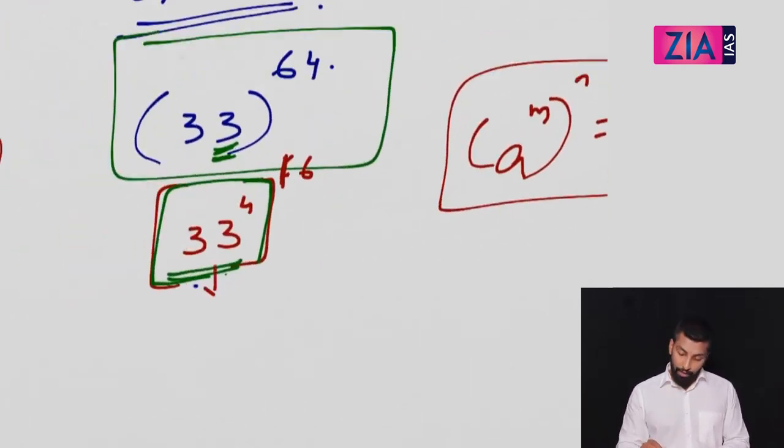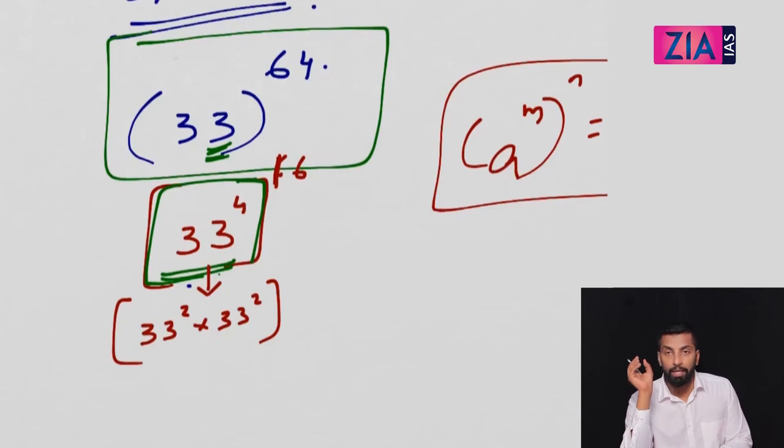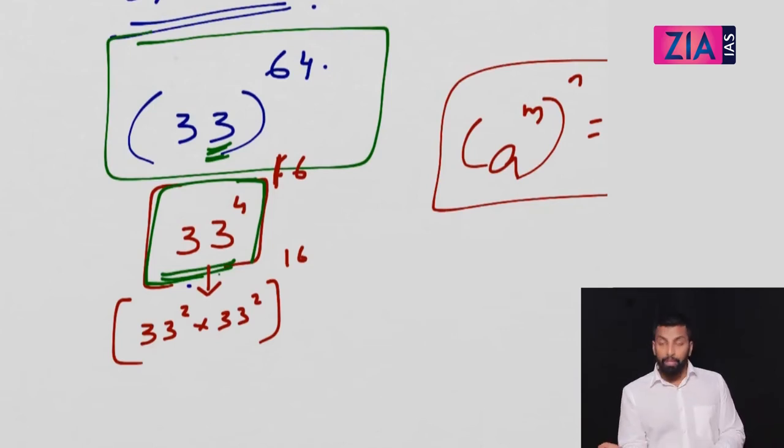Now this 33 raised to 4, what I'll do is I'll write it as 33 square into 33 square in the bracket. I know 33 square into 33 square will end in 1, but I don't know the previous number. If I know the previous number, I can get the last 2 digits faster. Now 33 square also I don't know. I have a shortcut method, I'll come to that, but here I just need the last 2 digits only. I don't want the complete square, right?